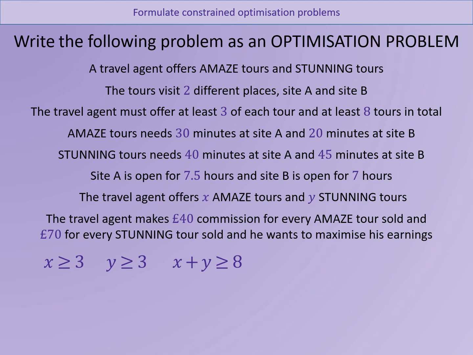We would then put the information into a table to make it easier. We would end up with 30x plus 40y is less than or equal to 450. That is coming from the amount of time spent at Site A. We would also get 20x plus 45y is less than or equal to 420. That is coming from the amount of time at Site B. Both of these can be simplified.